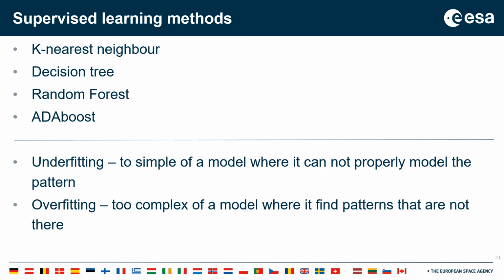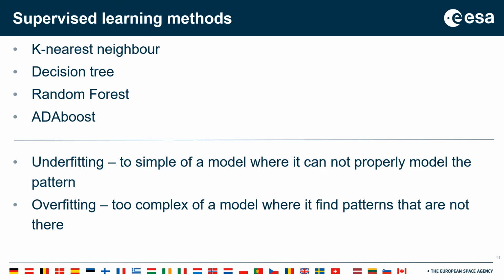Underfitting is when you have a very simple model that can't properly model the pattern. So when you have something too simple for a pattern that is too complex, the model simply doesn't work. And that is called underfitting.